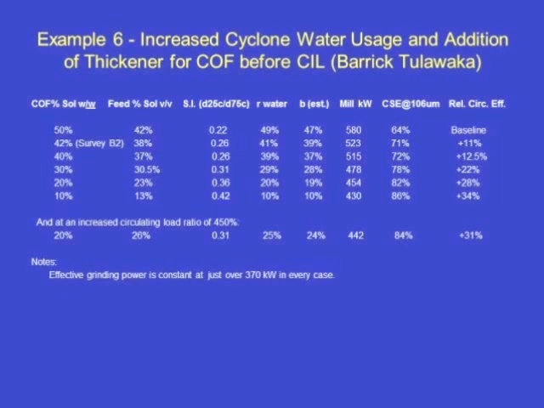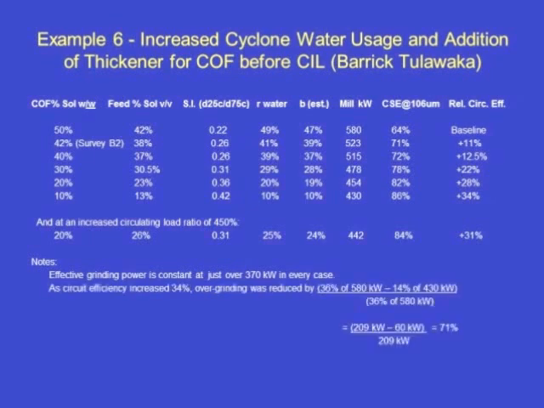We saw a net overall increase from 50% solids in the cyclone overflow to feeding a thickener at 10 to 15%, approximately a 30% increase in circuit efficiency. And if we push the circulating load up a bit, these were all based on a 330% circulating load, we could, based on 20%, get a little bit more. So this was highly, highly significant in terms of how much the efficiency of the circuit could increase. Just note that if we look at the overgrinding energy, we went from 34% of 580 kilowatts to 14% of 430 kilowatts. That's a reduction in overgrinding of 70%.